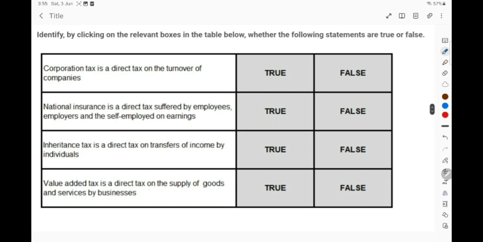The next question: identify by clicking on the relevant boxes in the table below whether the following statements are true or false. So simple, your knowledge. Corporation tax is a direct tax on the turnover of companies. It is a direct tax, but it is not on turnover, so it is false. National insurance is a direct tax suffered by employees, employers and the self-employed on earnings, so it is true. Inheritance tax is a direct tax on a transfer of income? No, it is on assets, so it is false again. And the fourth one, value added tax is a direct tax, so that is wrong, it is an indirect tax.